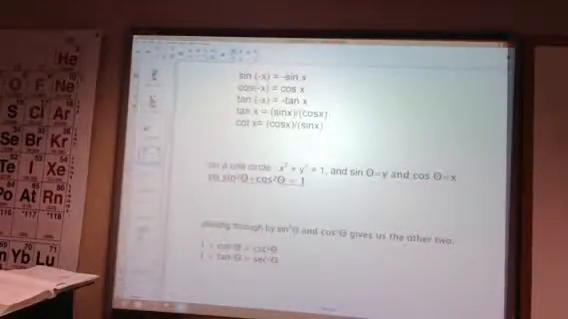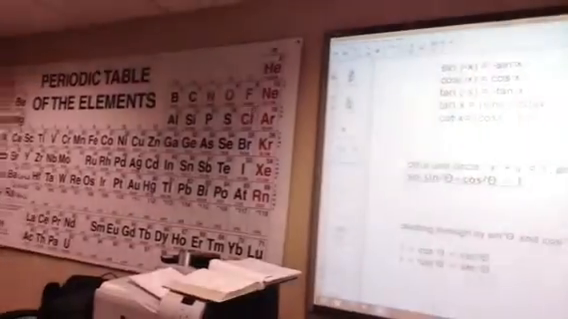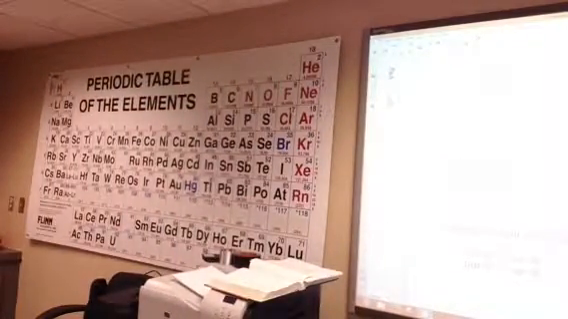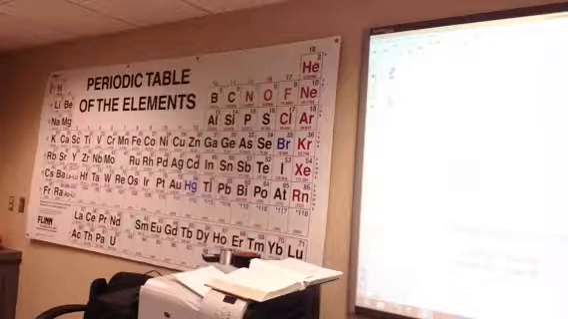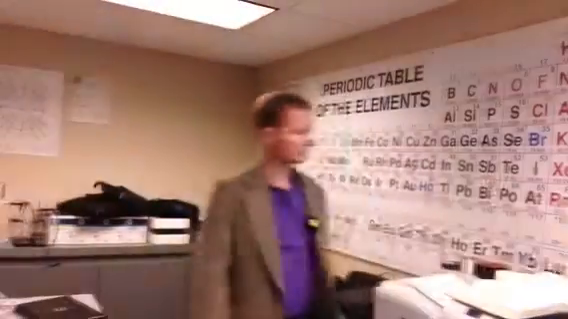Tangent of negative x will be negative tangent of x. And why does that work out the way it does? Well, it works out that way because if you think about putting in negative x, what's going to be my output on the unit circle? It's going to be the same x, right? So cosine of negative x is going to equal cosine of x. But sine, if I put in negative y, what's going to happen? It's going to be negative sine because we're moving down into where y is negative.